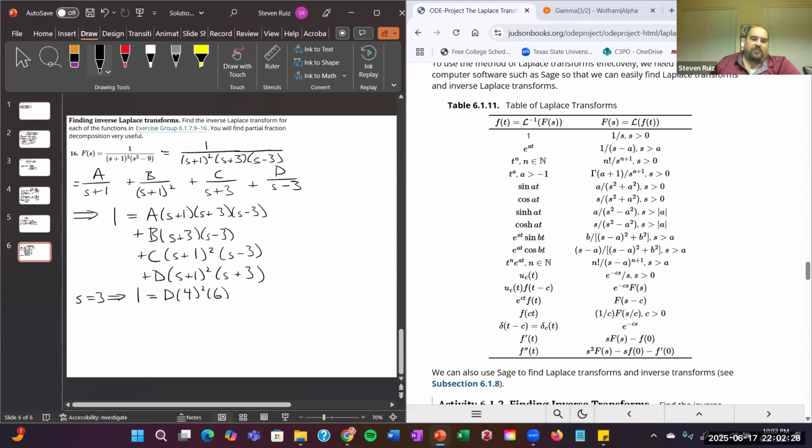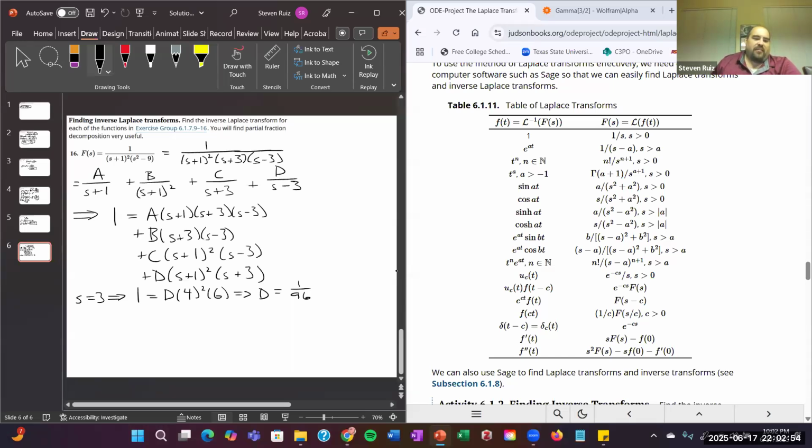So that's pretty big. Is that legit? And s equals 3. 3 plus 1, 4 times 4, 16 times 6. So that gives me that D is equal to 1 over 96. All right, so I got one of my constants already.